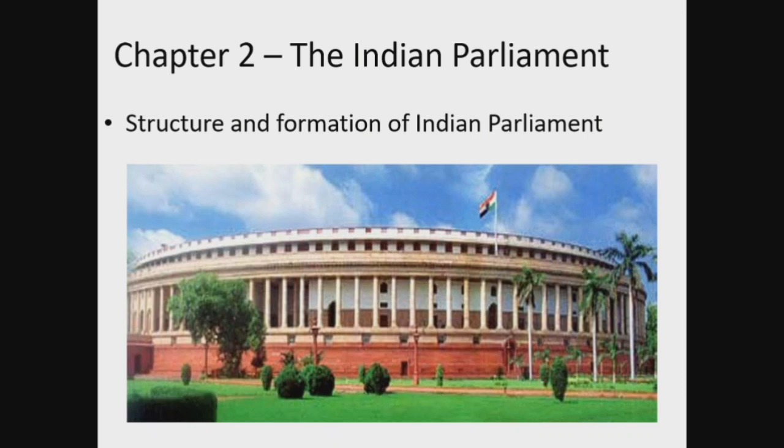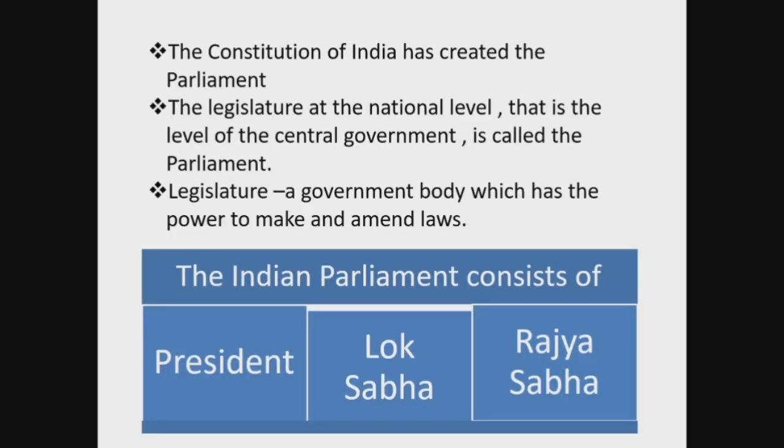Now let us begin with today's chapter, the Indian Parliament. First of all, let us discuss the structure and formation of the Indian Parliament. The Constitution of India has created the Parliament. The legislature at the national level, that is the level of the central government, is called the Parliament. And what does a legislature mean? It means a government body which has the power to make and amend laws.